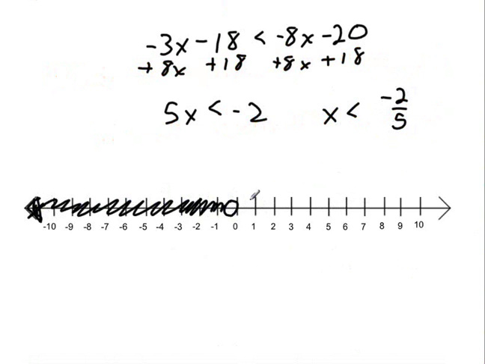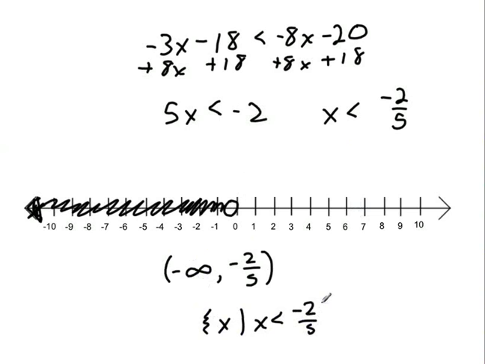So if we look at our graph, we know that this is going to be it. So we're going to start here at negative infinity, and we're going to go to negative 2/5. And we're going to not include this, not include that. So there's our answer in interval notation. In set notation, it's going to be the set of all x's such that x is less than negative 2/5. And that should be good.